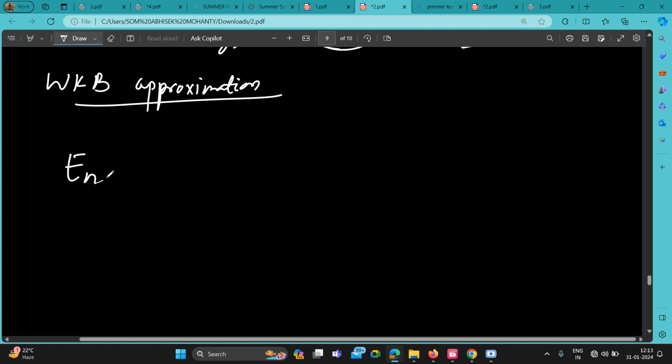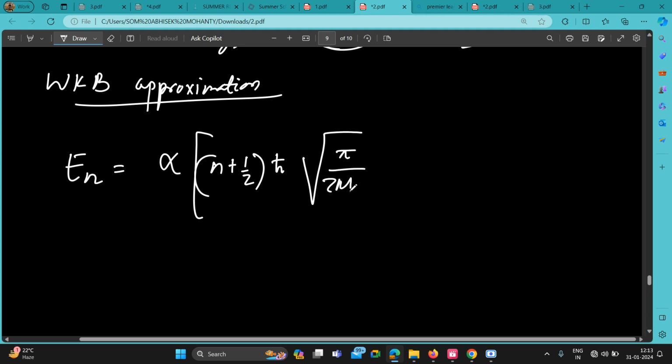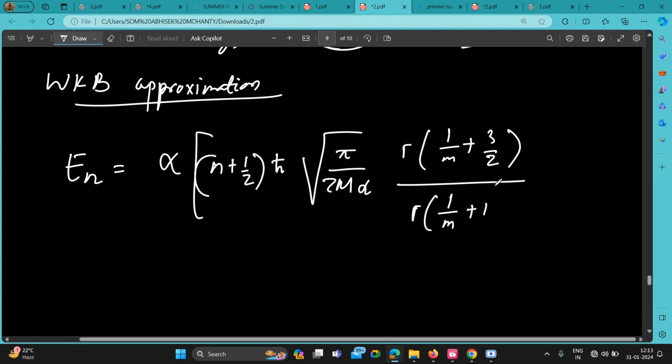So the energy value E_n would be (alpha (n + 1/2) h cut) ... root over of pi 2m alpha gamma (1/m + 3/2) / gamma (1/m + 1) to the power 2m/(m+n)... We have done numericals based on this in the previous classes, so I can check that. All right, this is the formula for it.